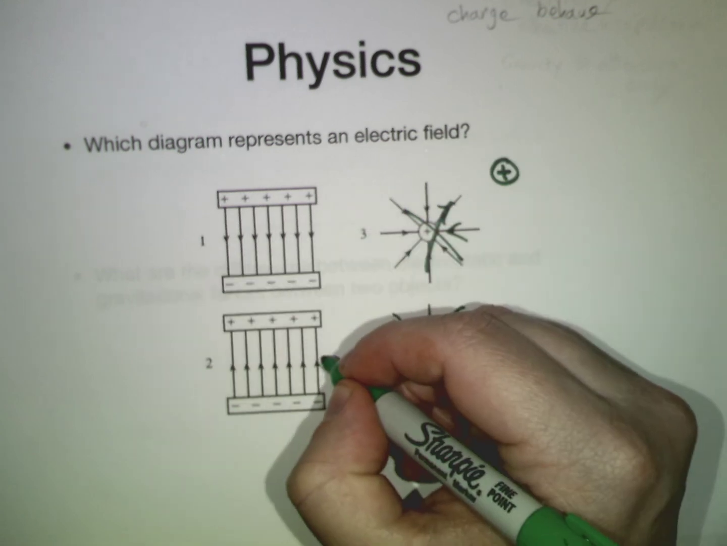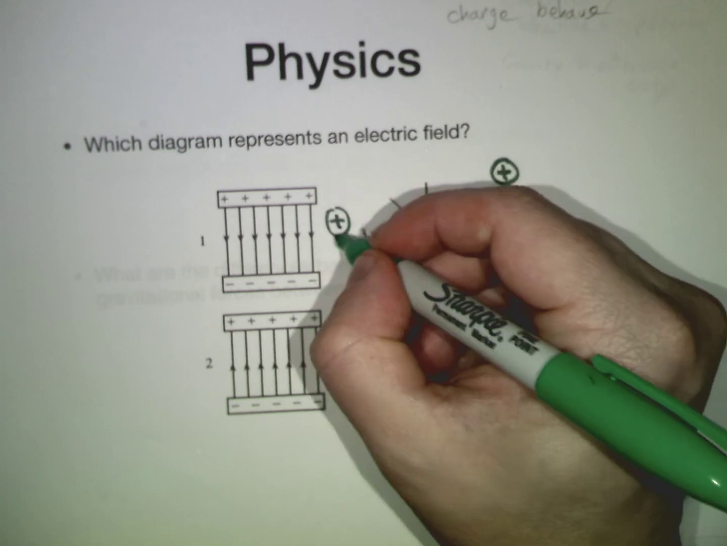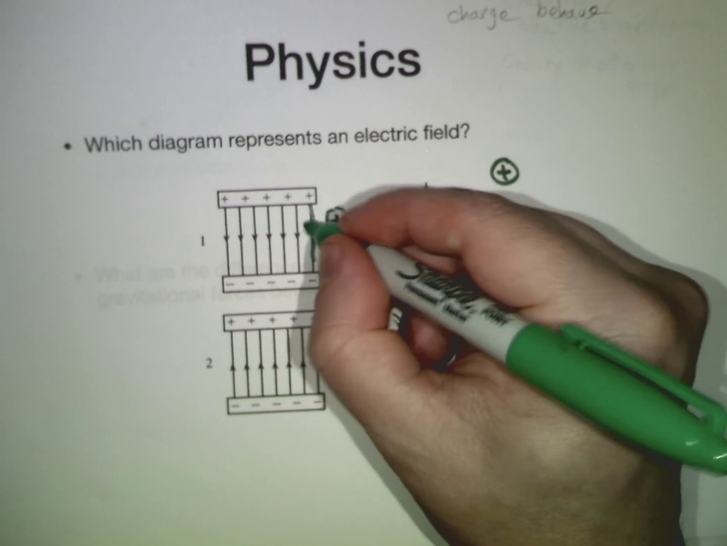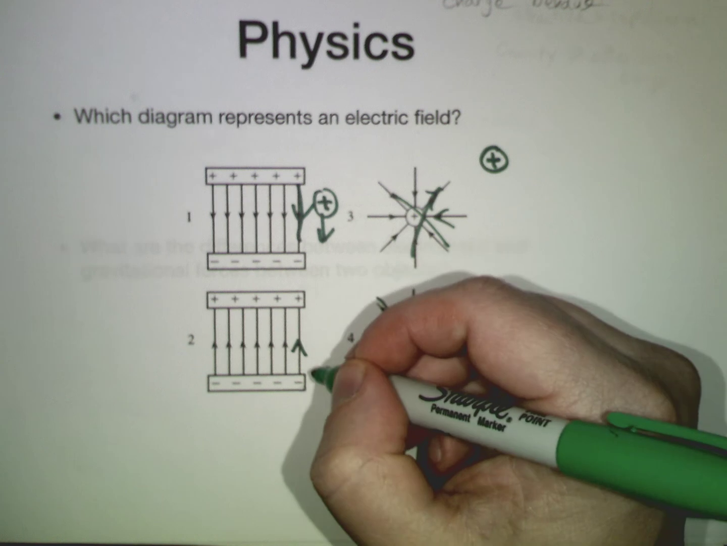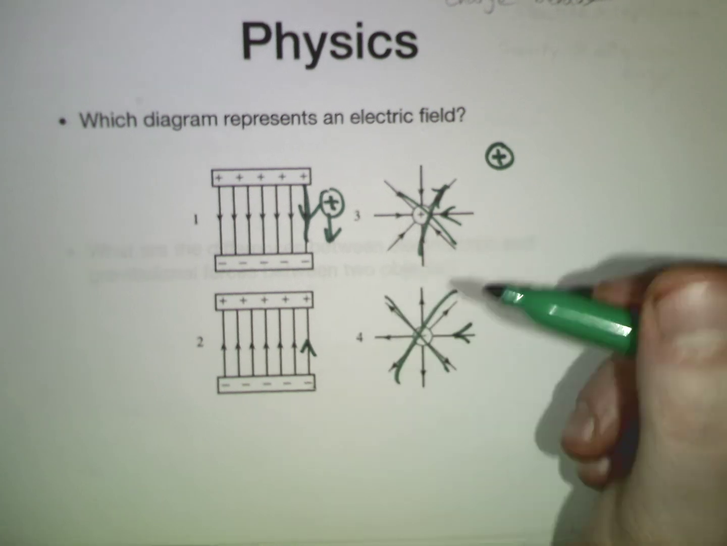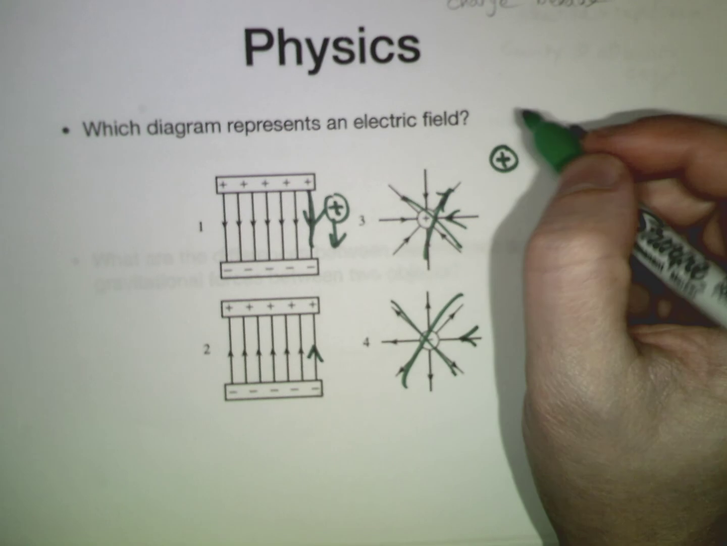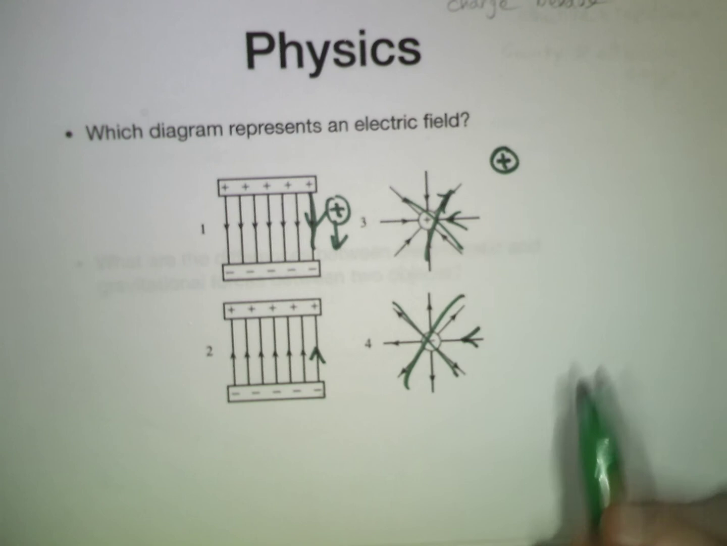Here, a positive charge would want to go towards the negative side and away from the positive. It would behave in this direction, like these arrows are pointing. It would not be attracted to another positive plate. It would be repelled by the positive plate. Keep that in mind. So whenever you're looking at electric field arrows, what direction are they going? Ask yourself, how would a positive charge behave?